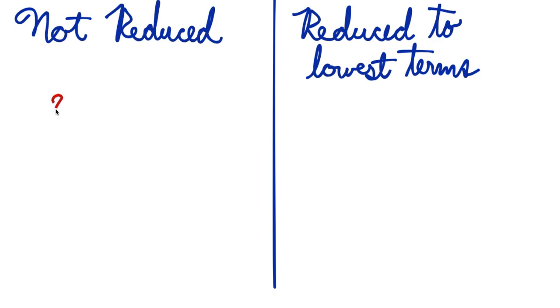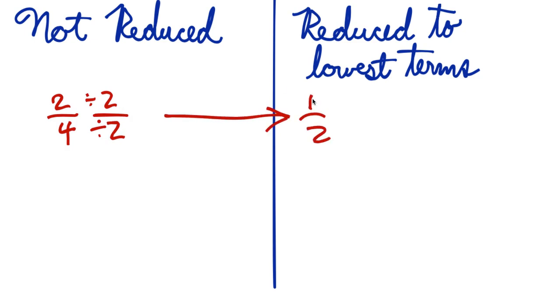So let's say we have 2 over 4. That's not reduced because you can divide both the numerator and denominator by 2. And then that would become 1 over 2. Since 1 and 2 can't be divided further by the same integer into lower terms, this is lowest terms, 1/2. Let's do another example.